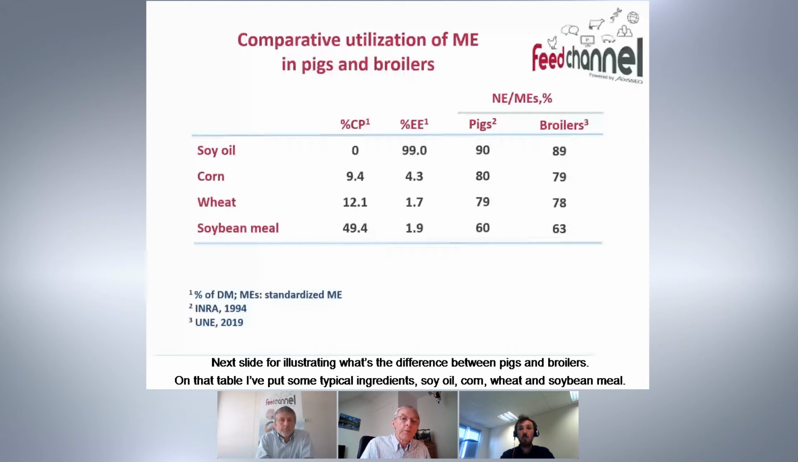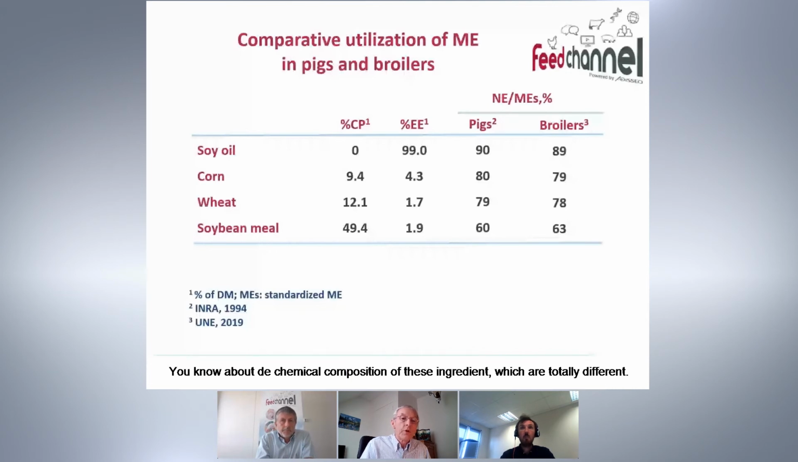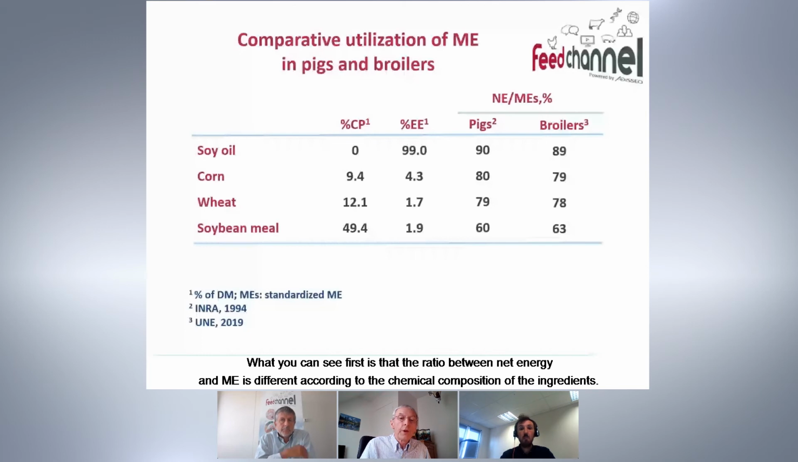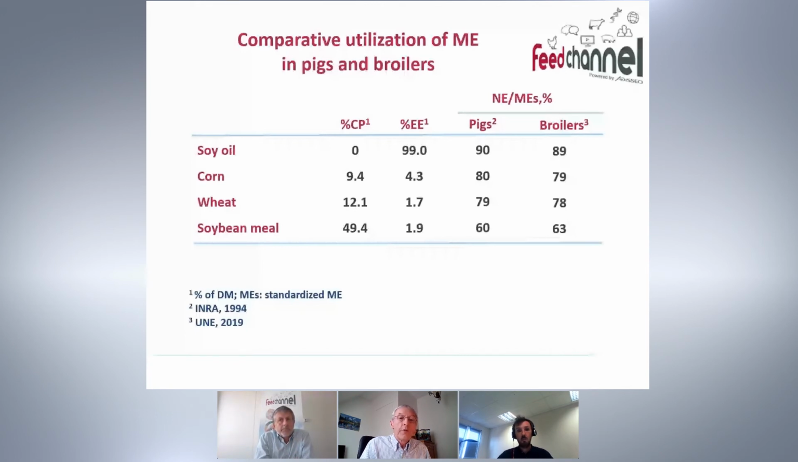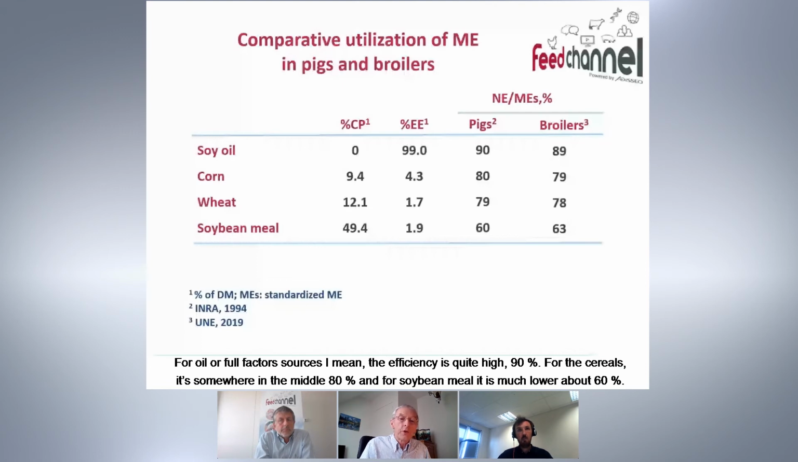On that table, I have put some typical ingredients: soy oil, corn, wheat, and soybean meal. You know the chemical composition of these ingredients, which are totally different. What you can see first is that the ratio between net energy and ME differs according to the chemical composition of the ingredients. For oil or full fat sources, the efficiency is quite high, 90%. For the cereals, it's somewhere in the middle, 80%. And for soybean meal, it is much lower, about 60%.